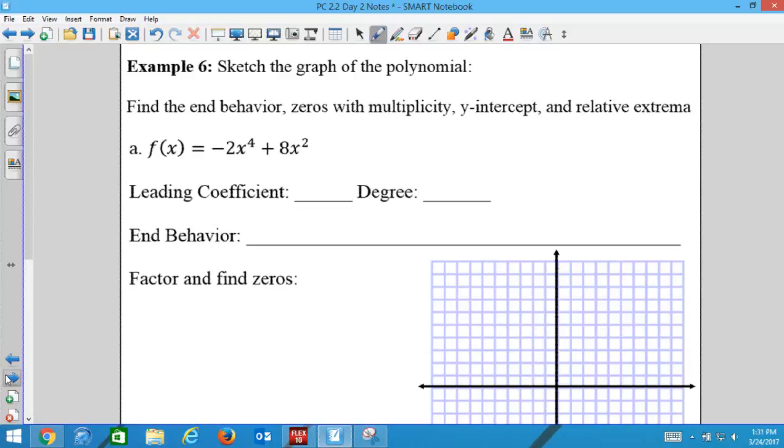Leading coefficient for this first question is negative. It doesn't really matter that it's a 2. It matters that it's negative. And then the degree is even. It doesn't matter that it's 4. It matters that it's even.